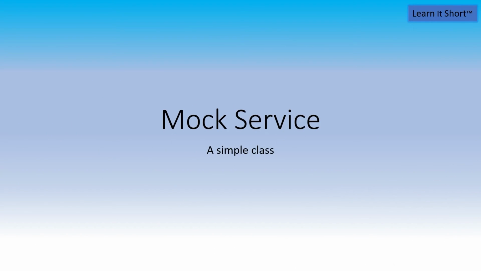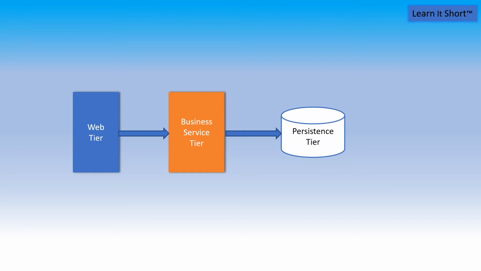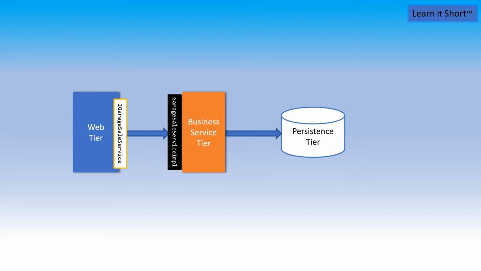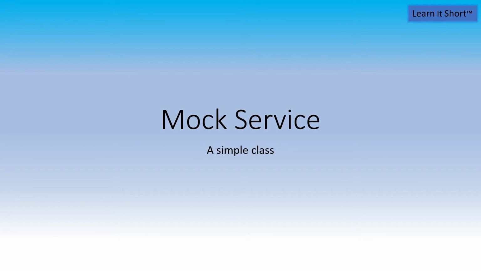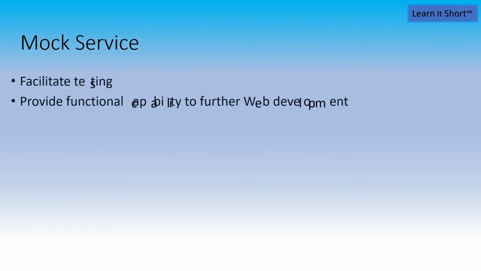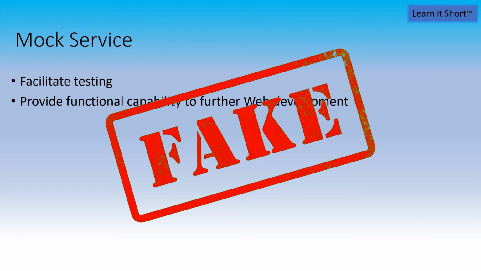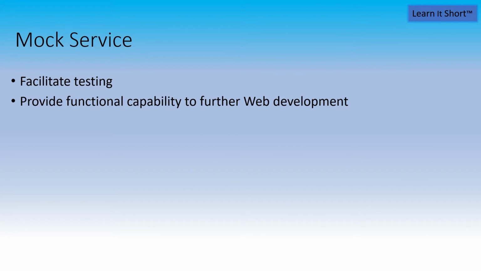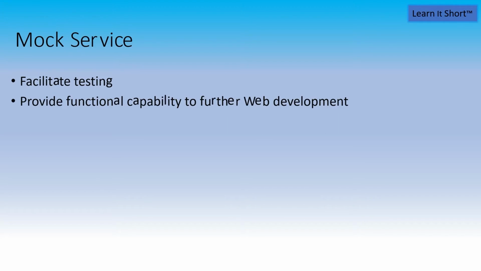All right, let's go ahead and create a service class and wire it into our application as we push our way towards the back end. Our first implementation is just going to be a mock service. We're just going to put a lot of that same hard-coded stuff in the class, but we're going to replace all that with actual functionality in just a moment. So to start with, why create the mock service? Well, it helps us to facilitate testing and it gives us functional capability to continue developing our web application. It's very possible that the service layer of our application is still under design and may not yet be implemented, so we can continue on with our website development.